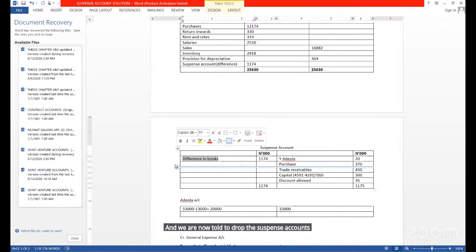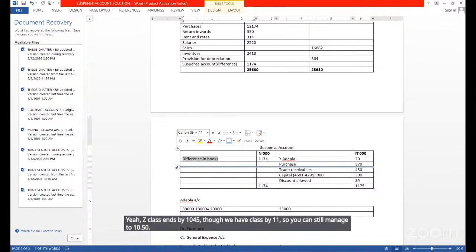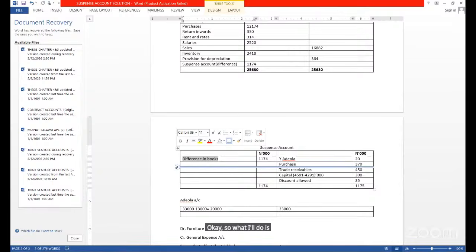Before we start, I know I started with accounting students. Madam Ruth, do we still have time? Yes, the class ends by 10:45, though we have class by 11. So you can still manage till 10:50. Okay, business education class. We'll do both, we have class by 11.